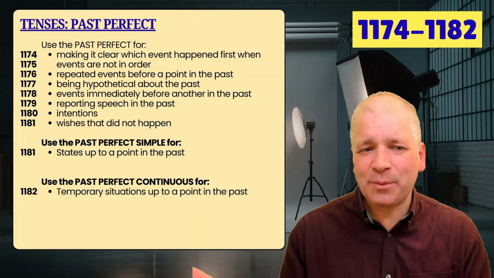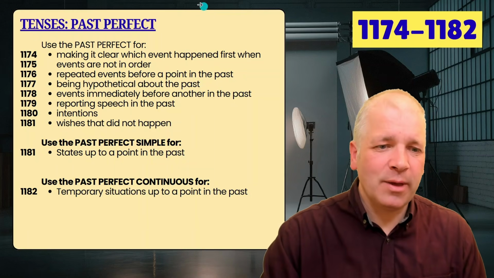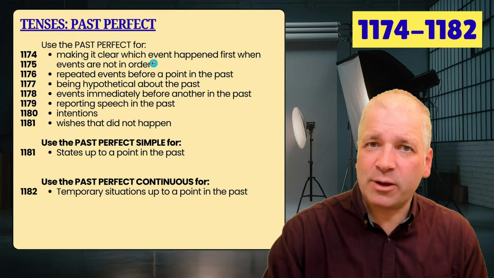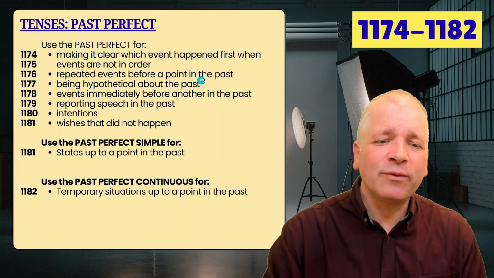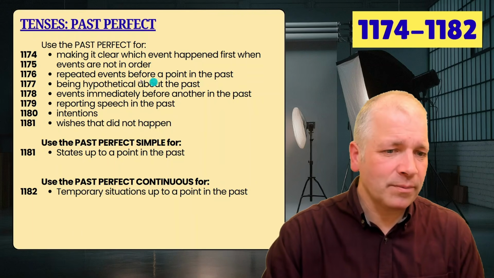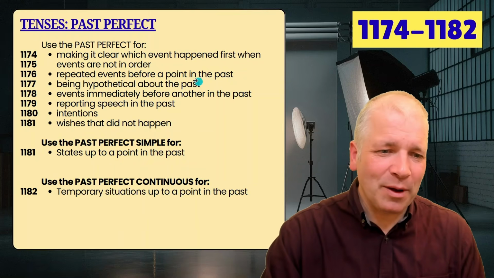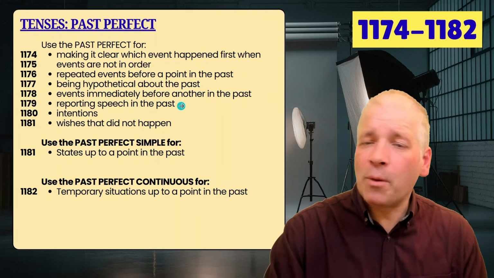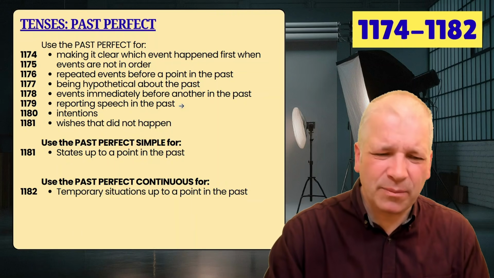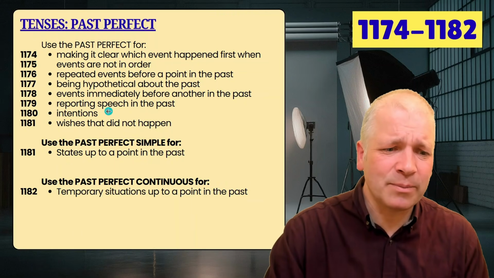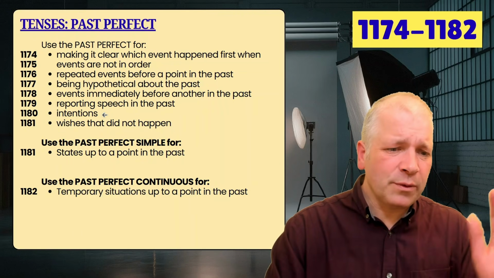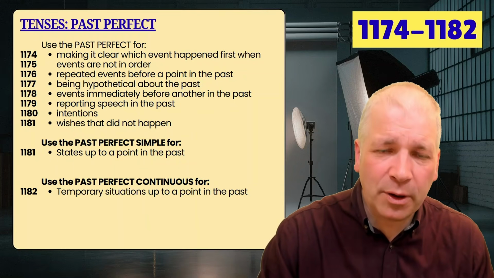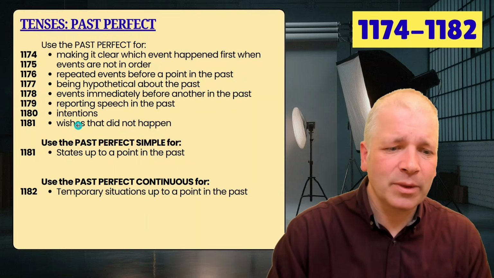Had plus past participle for a particular purpose. We use the past perfect to make it clear which event happened first when events are not in order. For repeated events before a point in the past. When we're being hypothetical about the past. For events immediately before another in the past. For reporting speeches already in the past, although sometimes we stick with the past simple for this. For intentions that are in the past and wishes that did not happen. All of these would take the past perfect, had plus past participle.